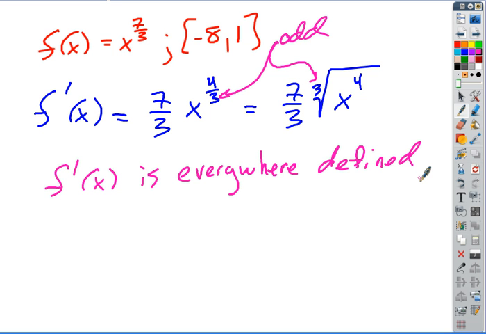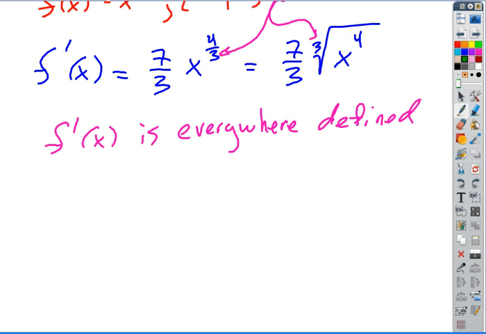So it's not undefined any place. Now, what about the other species of critical number, where it's equal to 0? So if we want to set our first derivative equal to 0, where is that going to be the case?